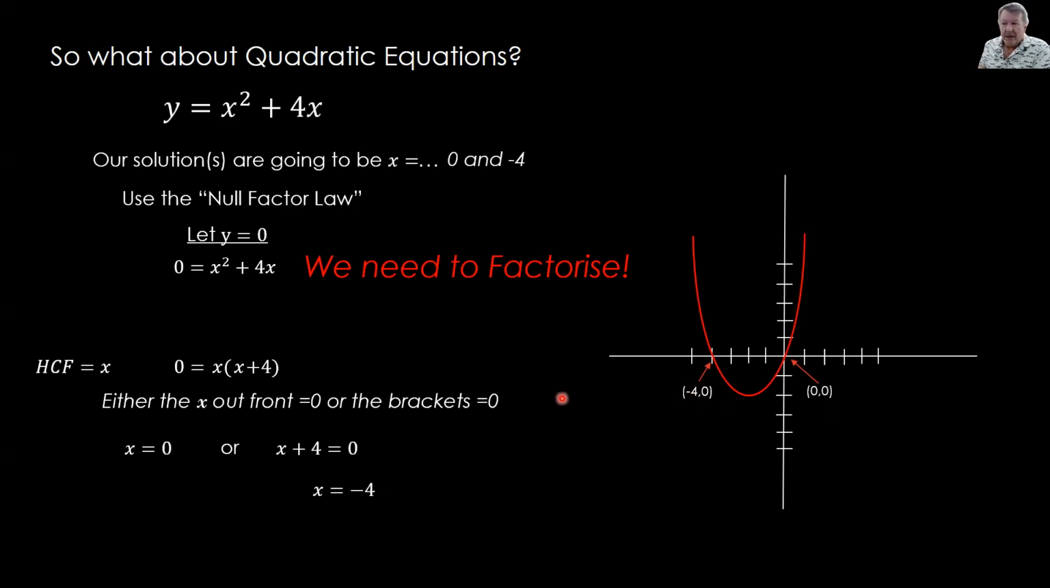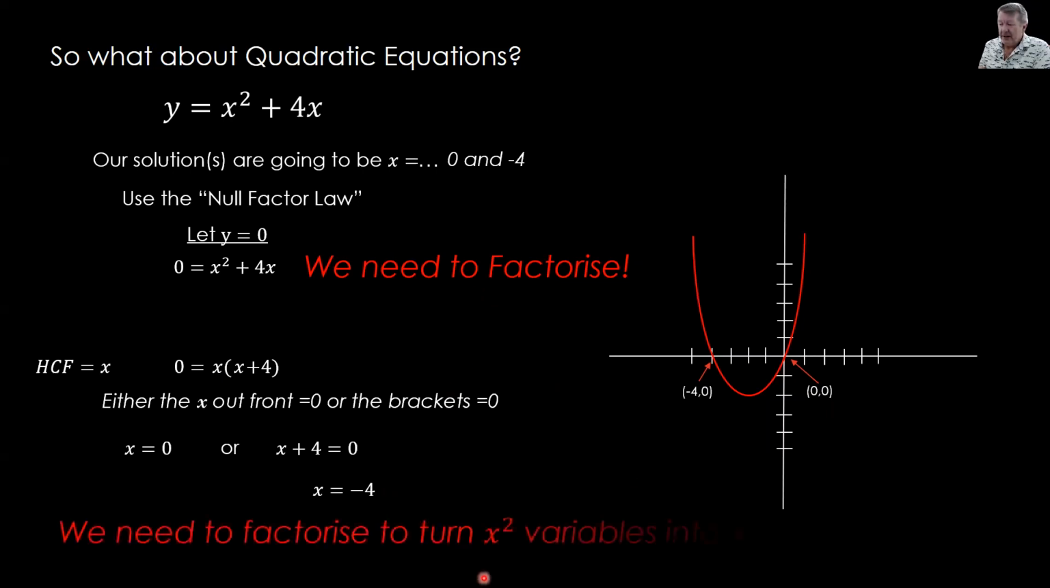Now, question. Why do we need to factorize? We need to factorize to turn x squared variables into x variables. So 1x squared can turn into 2 single x variables.